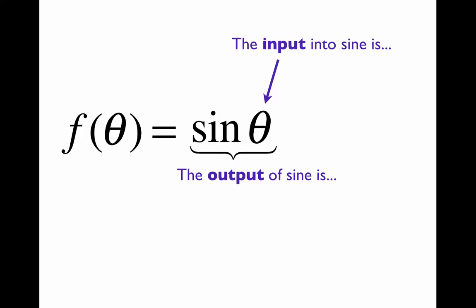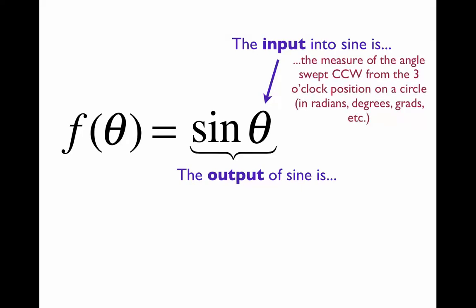Okay, Christian, you're up. The input of sine is the measure of the angle swept counterclockwise from the 3 o'clock position. And what unit of measure is that? Right, any angle measure, so we can use degrees or radians. The amount of openness, opening counterclockwise. It can be radians, degrees, grads, just as long as, if you're using a calculator, your calculator's on the right setting, or whatever the context is, you know what you're measuring your angle in.